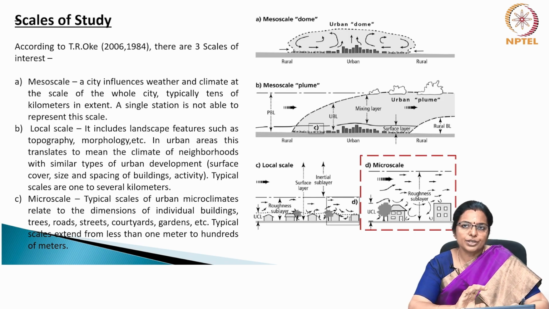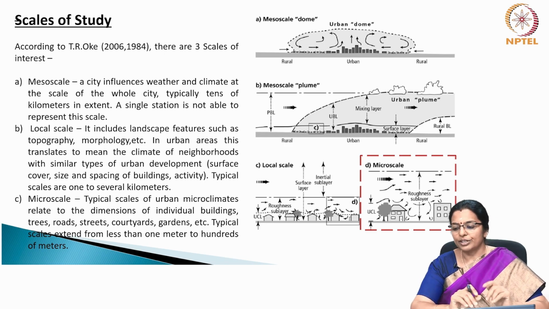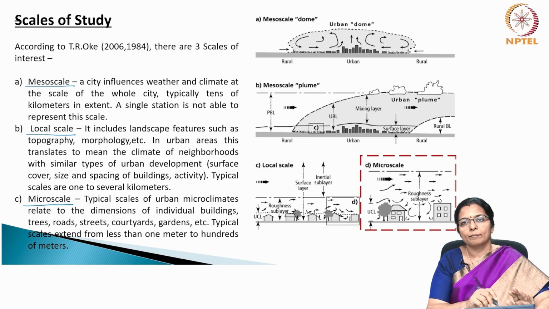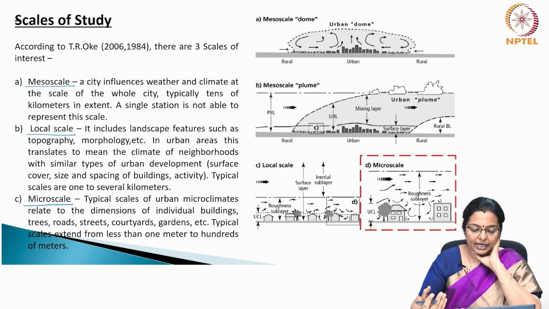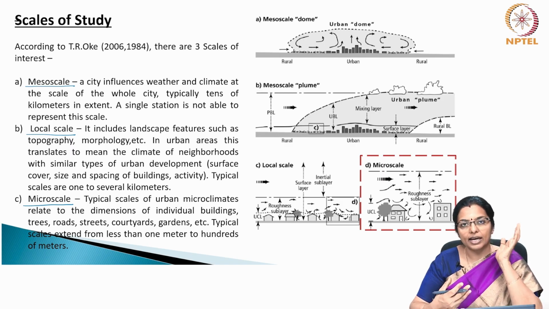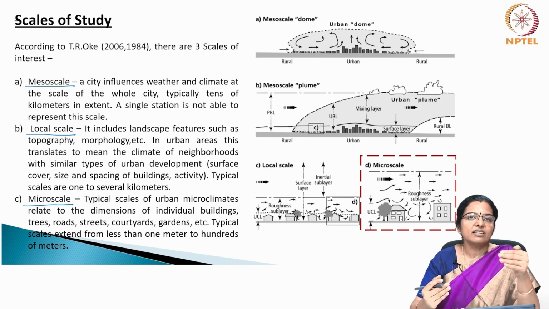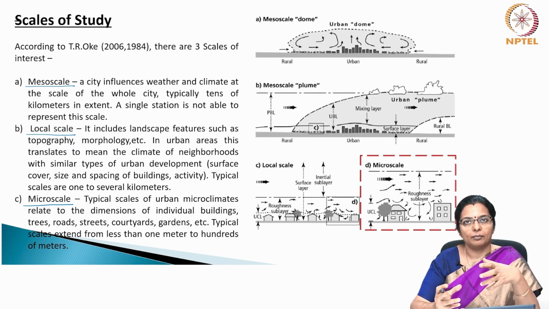According to T.R. Oak, there are three scales of interest that we should concentrate on. First is the meso scale, second is the local scale, and third is the micro scale. At meso scale, a city influences weather and climate at the scale of the entire city, typically tens of kilometers of extent, and a single station is not able to represent this scale.